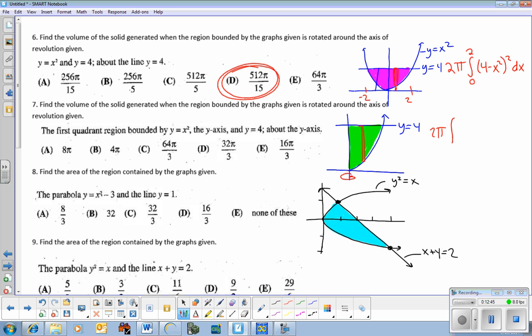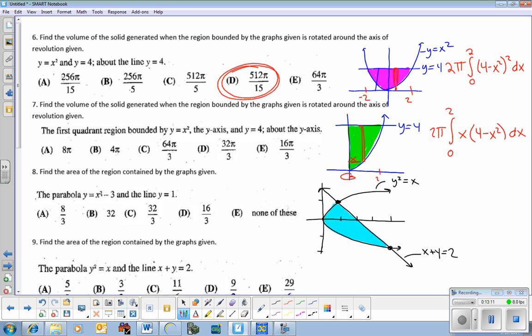2 pi, integral from 0 to 2. Radius times height is what we think of when we're doing shells. The radius of each shell is just the distance from the axis over to the graph, just x. Height, it's not the function, it's 4 minus the function, just like it was in the previous problem. There's no squaring it, it's just radius times height, dx.